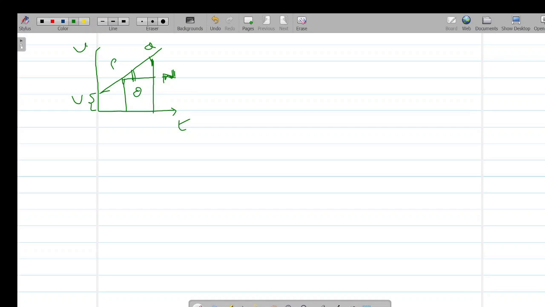So now let us see. Let us find out the value of tan theta, which is nothing but the slope of the graph. So what is the slope of the graph? Perpendicular upon base. Tan theta is nothing but perpendicular upon base, that is Qn divided by Pn. What is Qn? This is V, so this is V2 minus V1.